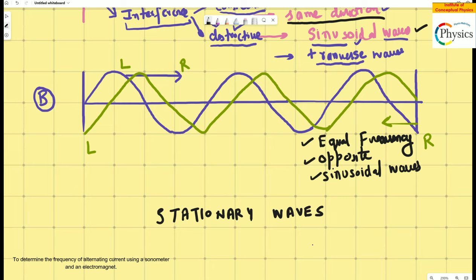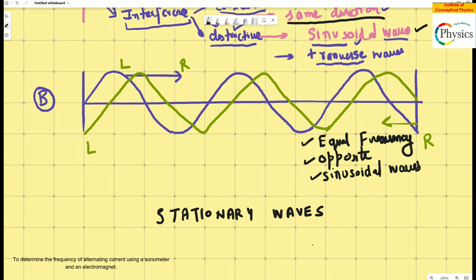There is more to this. So wait, because we have to learn one more concept. And only if you learn that concept can you do this experiment. So you should know what interference is. Then you should know what stationary waves are. And then I will tell you one more concept which is coming up now, and then you will be able to understand this experiment easily. If you understand what I've told you so far and what I'm going to tell you, in the sonometer experiment, 90% of the job is done.